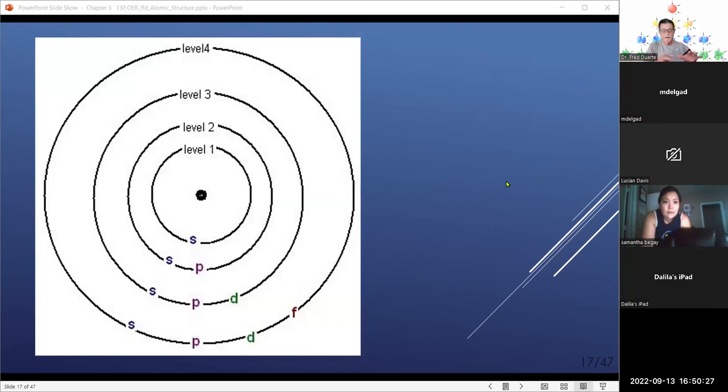So that's, again, a two-dimensional diagram with the different energy levels and which orbitals come in at what energy level. So energy level 1, there's only S, that's it. Energy level 2, we've got the S and the P. Level 3, we've got the S, P, and the D. And level 4, we've got the S, P, D, and the F.